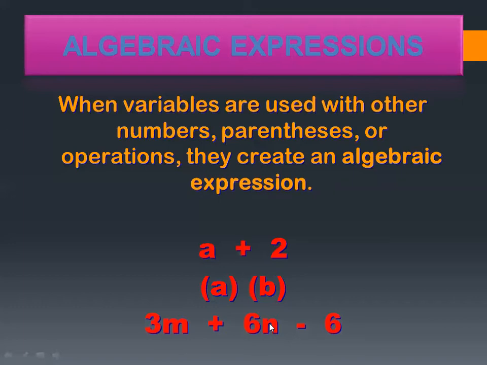Next, here you have a long expression. Here you have 3m. 3 is a number that is multiplied with m, so it becomes 3m. Here you have a plus sign. Then you have 6n, means 6 is multiplied with the variable n. And then last is only minus 6. So here you have operations, variables, and numbers as well. So what is this? It is an algebraic expression. Why? Because it has variables along with numbers and operations. So in an algebraic expression, variables are used with other numbers, parentheses, or operations.